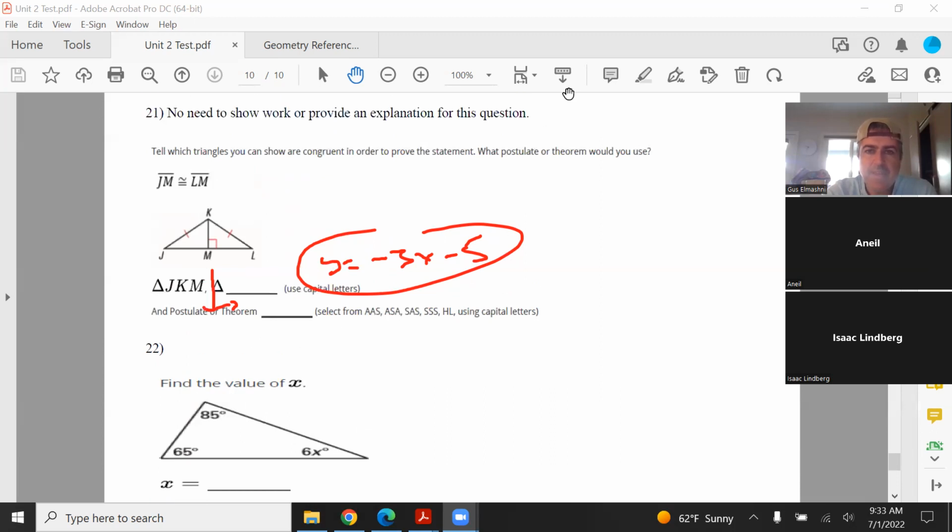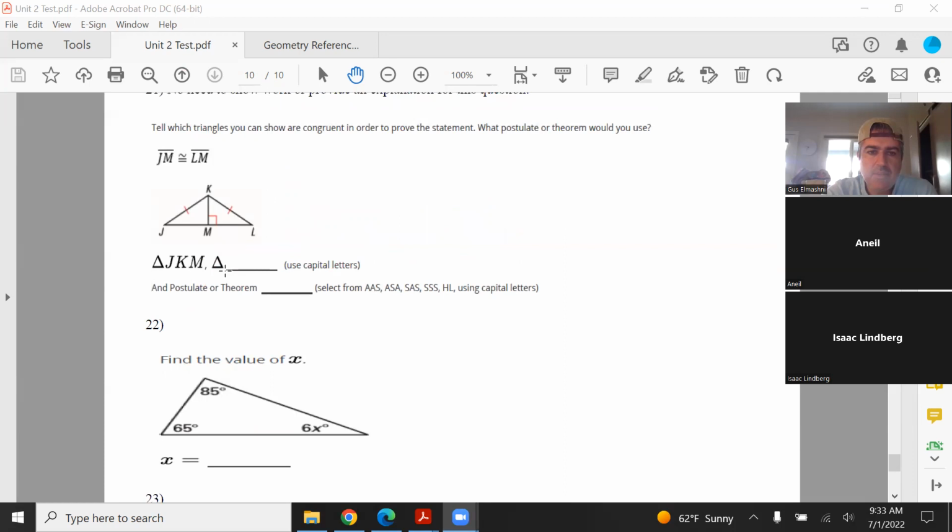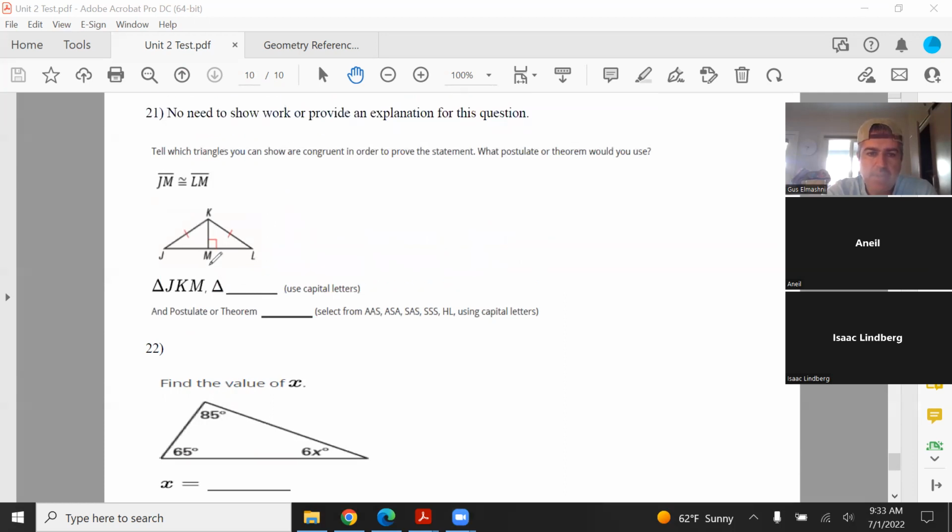This last page. I think 21 was okay. Most of you guys got this one. So JKM, LKM. So you guys are getting the concept of stating the letters in the right order based upon corresponding vertices or angles. That's good. It's pretty clear that's HL because the hypotenuses are the same, they share this leg, and they have the right angle. It's not an angle side. You only got one angle, so actually, these are out. It's not a side angle side. The angle's not between the two sides. You don't have all 3 sides the same. So it's HL.